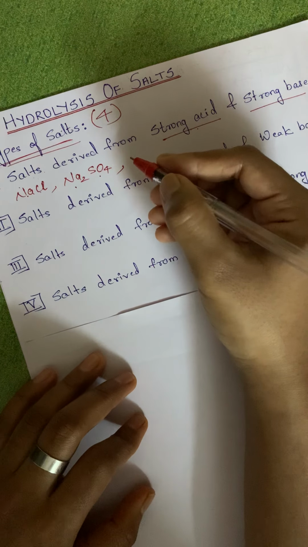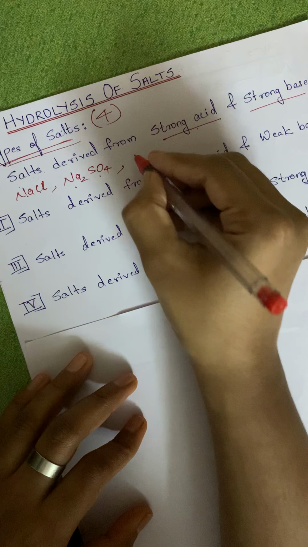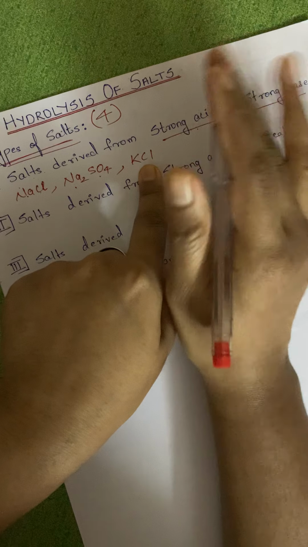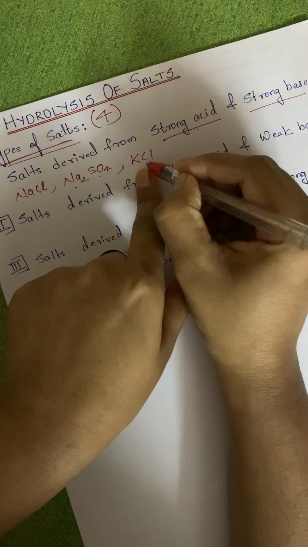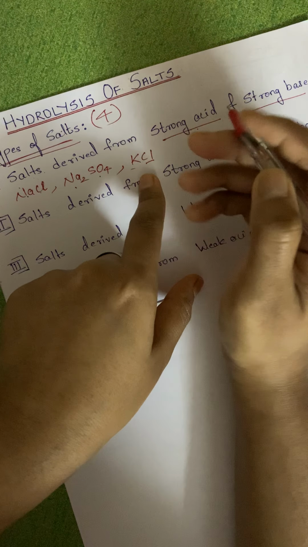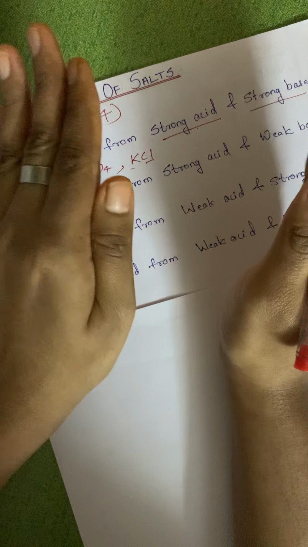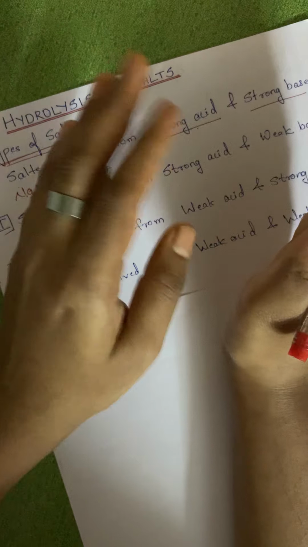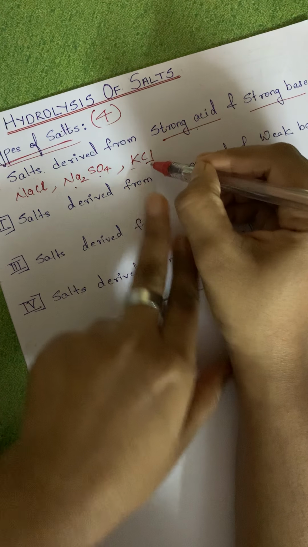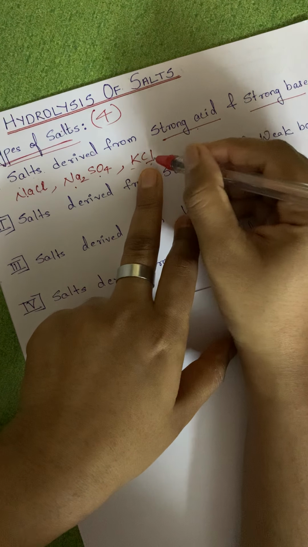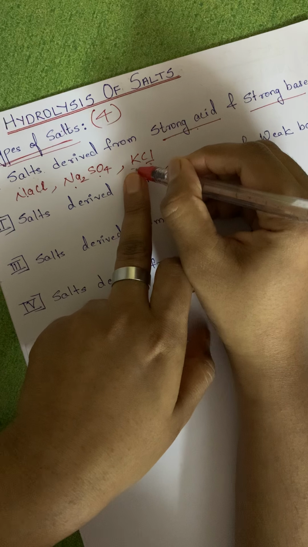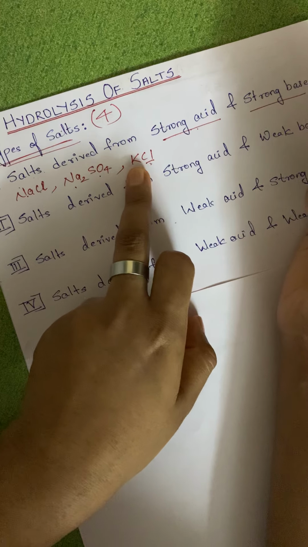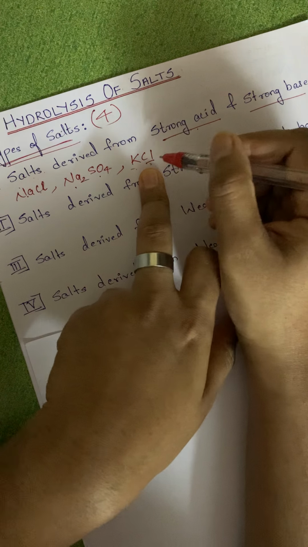If we have to take more examples, if I say KCl, we just have to say what will be the acid and what will be the base. Because to the base we have to attach OH and to the acid we have to attach H plus ions. So here strong acid will be HCl and strong base will be KOH. So what is strong acid and strong base in the case of KCl?